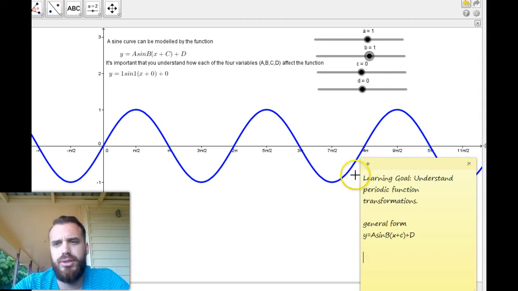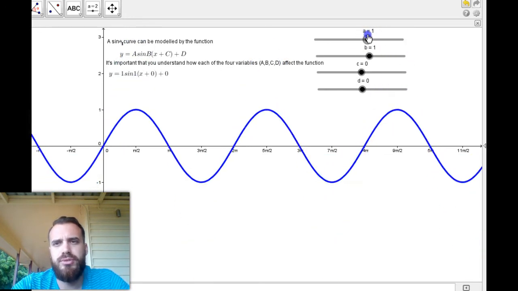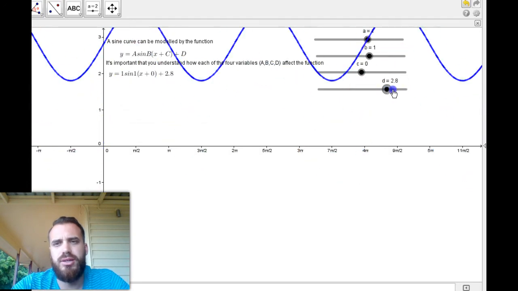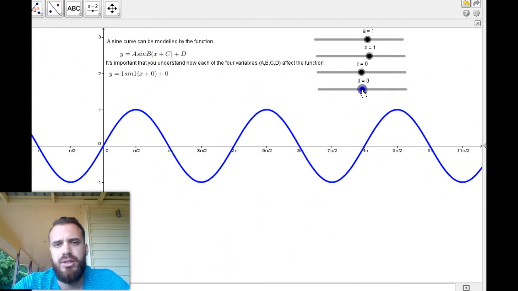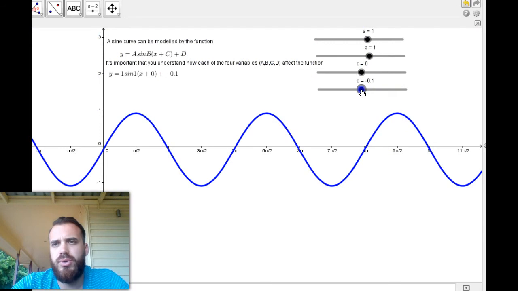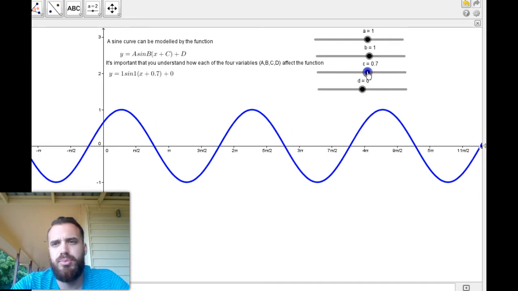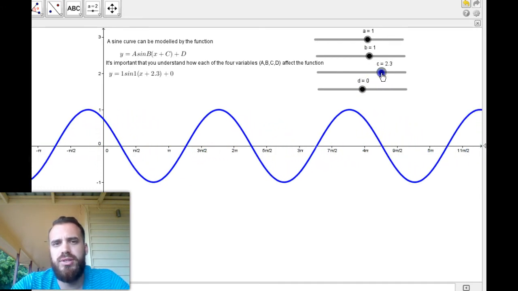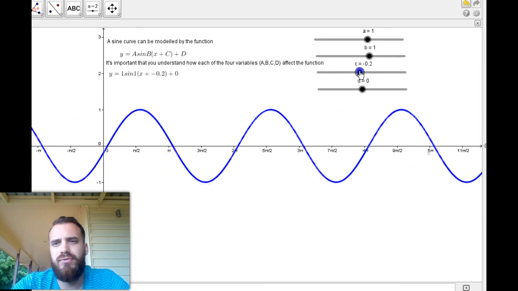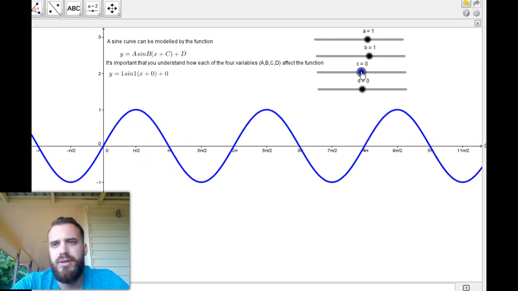Okay, so we're still looking at periodic function transformations here. You've already seen what the A value does. It controls the amplitude. You've already seen what the D value does. It controls the vertical shift. And you've also seen what the C value does. It controls what people call either the phase shift or the horizontal shift. Surprisingly, a positive value moves it in the negative direction, and a negative value moves it in the positive direction. So that's our A, C, and D values.